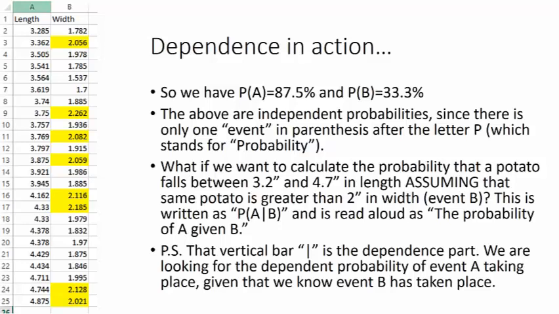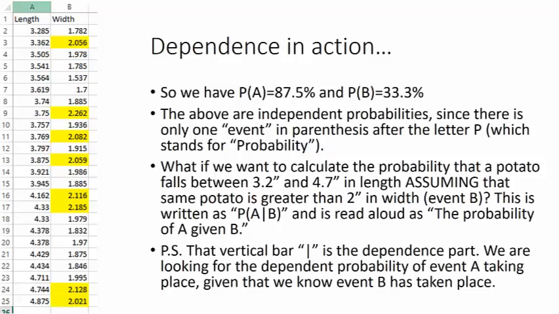So what does that mean? That means: what is the likelihood of event A given that we already know event B has taken place? The probability of event A given the fact that event B is taking place. So that vertical bar, that's the dependence part. We're looking for the dependent probability of an event A taking place given that we know event B has taken place. Let's go ahead and take a look at that with just counting.